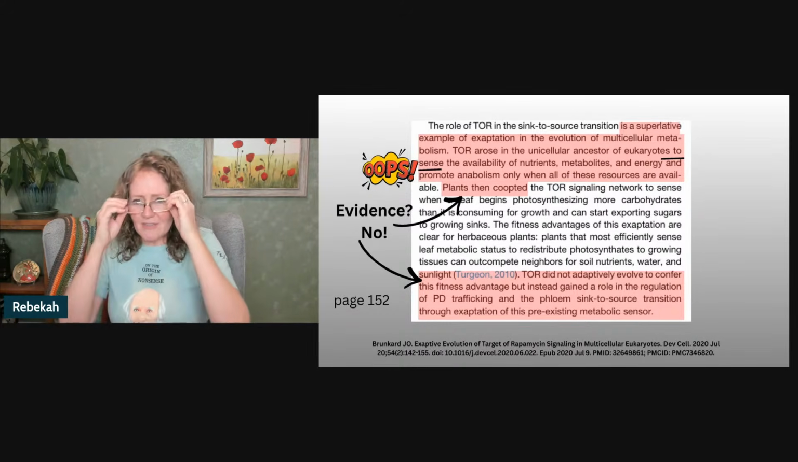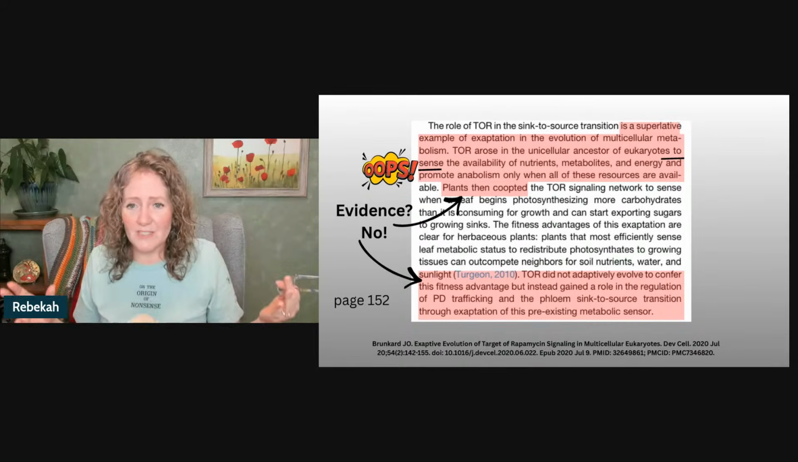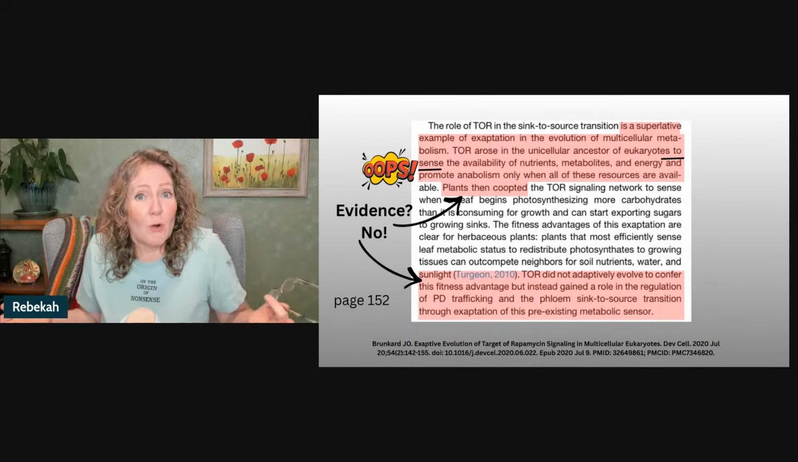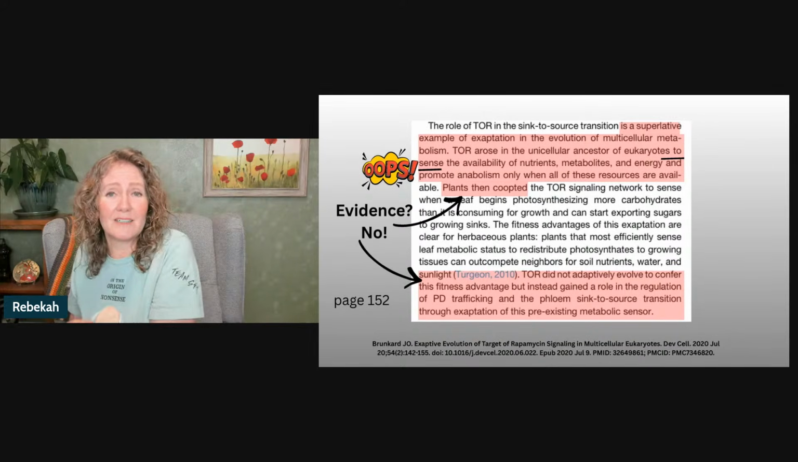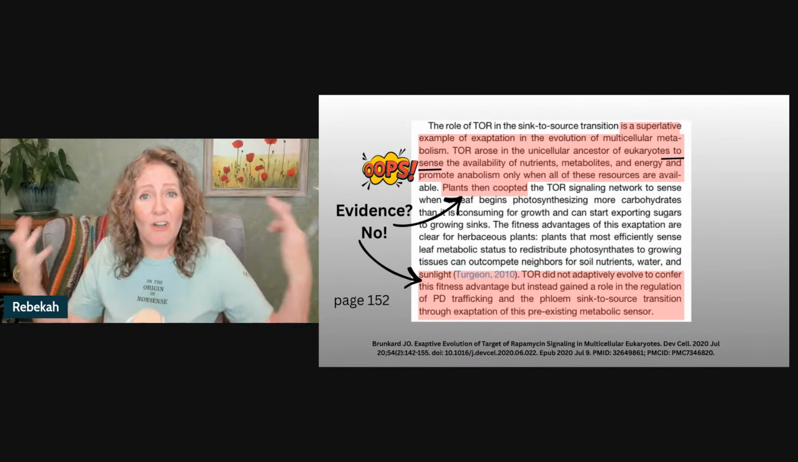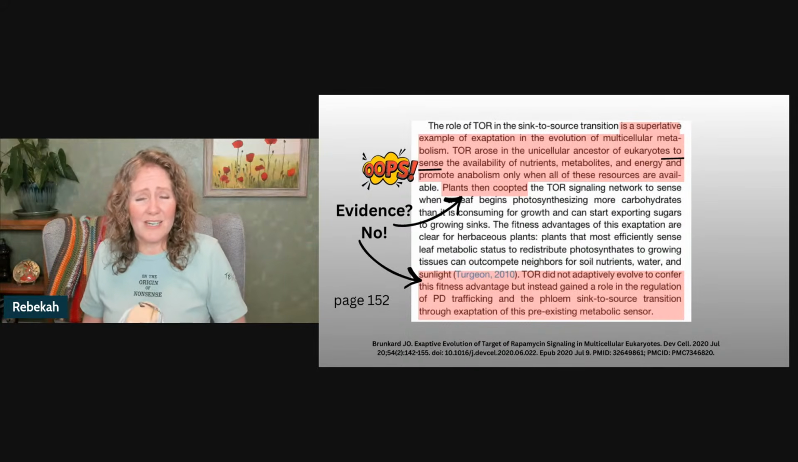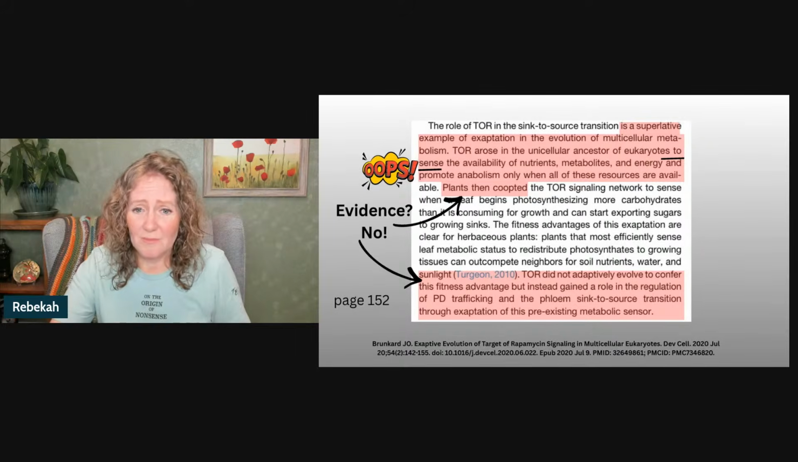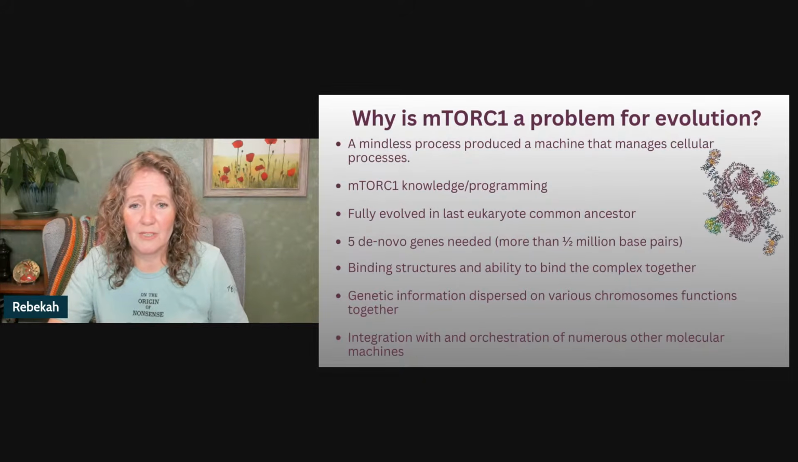So there's so much assumption here. So this person or these authors just know it did not evolve adaptively. They know that it was an exaptation. It was a co-option. How do they know that? Is there any evidence given? No, absolutely none. So this is just so embarrassing that this is all through the literature.